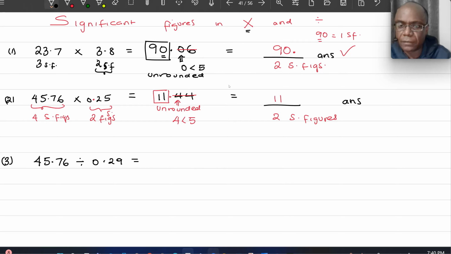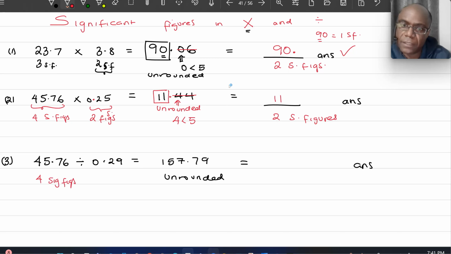0.29? Okay, we need the unrounded here, and then after the unrounded we are going to show our final answer to the correct significant figures. Pause the video and do the math. So I'm getting 157.79 as the answer. Now I see that here I have 4 significant figures. Here I have 2 significant figures. We don't count that 0 is before a true digit, 1 2 3 4 5 6 7 8 9.